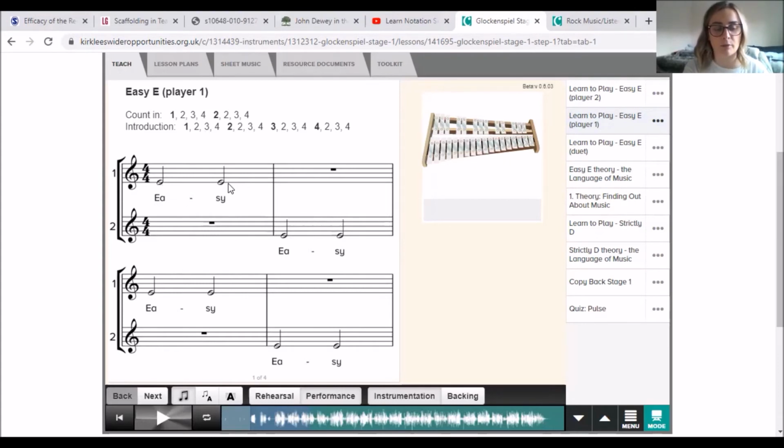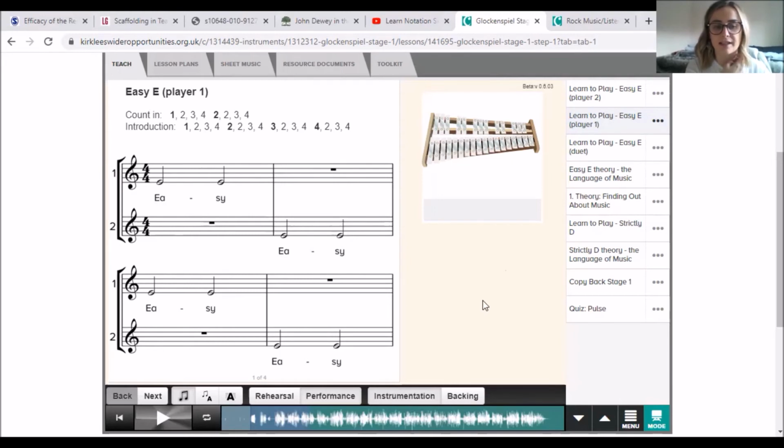And they're both on the bottom line, which means that it's a lower pitch. The higher up the stave we get, the higher the pitch. So if you look at your glockenspiels now, you should be able to see in front of you, you've got two E's. This particular E that you're going to play is on the lower part of your glockenspiel. Okay, if you can see here at the side, it says 1 and 2.